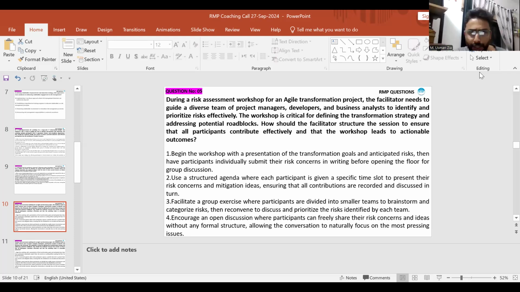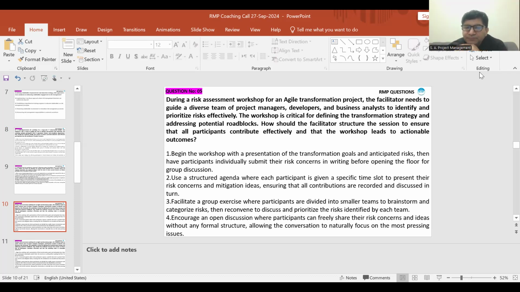Sir, during a risk assessment workshop for an agile transformation project, the facilitator needs to guide a diverse team of project managers, developers, and business analysts to identify and prioritize risks effectively. The workshop is critical for defining the transformation strategy and addressing potential roadblocks. How should the facilitator structure the session to ensure that all participants contribute effectively, and that the workshop leads to actionable outcomes?